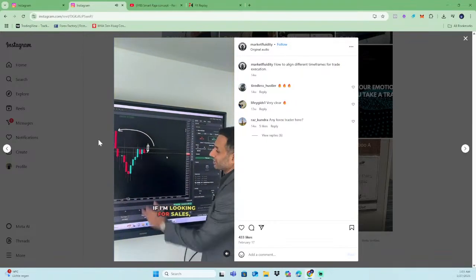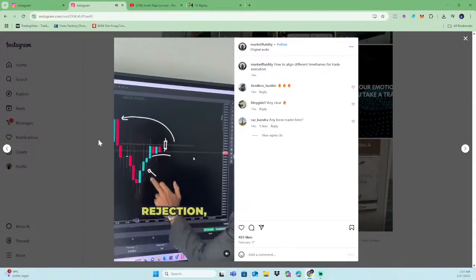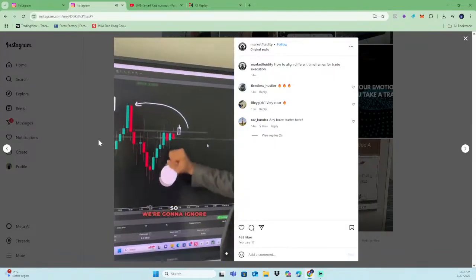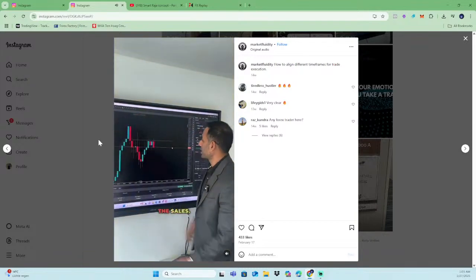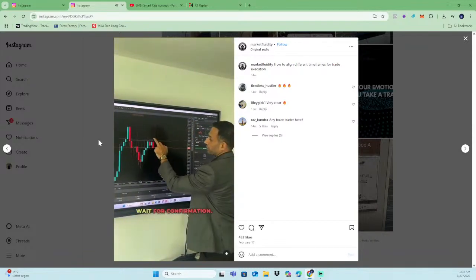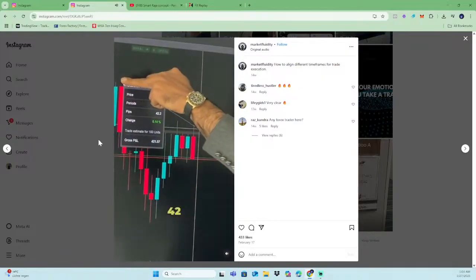So I'd wait for a candle to break and close above this area, because now I know I have this range for price to fill into. That's what I would want. If I'm looking for sells, it'll be a little bit difficult because of rejection. So we're going to ignore the sell. If you do take a buy, wait for confirmation, you're looking at about a 41, 42 pip range.